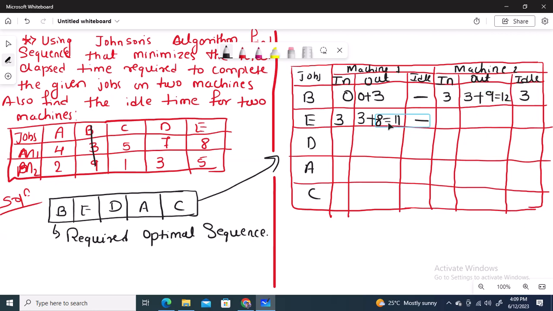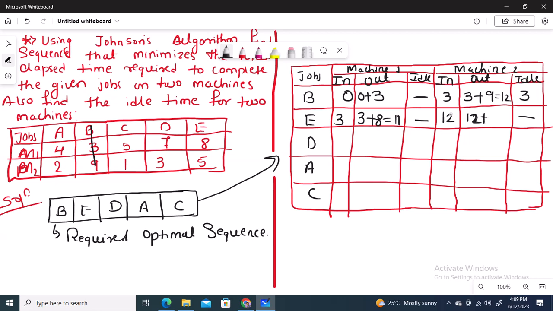Means after completion of job E by machine 1, machine 2 is still working for 1 hour. Okay, it is not idle, it is simply working. So there is no idle time for machine 2 for job E. So once it completes job B at 12 hours, then only it will start job E work. Therefore this 12 is the in time for machine 2.